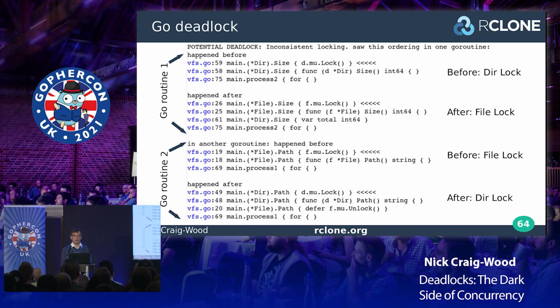So I ran it on our file and directory example, and this is the output I got from Go Deadlock. It nicely points out the potential deadlock. The top half is the first Go routine, and what it's saying is the directory lock, and then the file lock was taken. But in the bottom half, in the other Go routine, it says the file lock was taken first, then the directory lock.